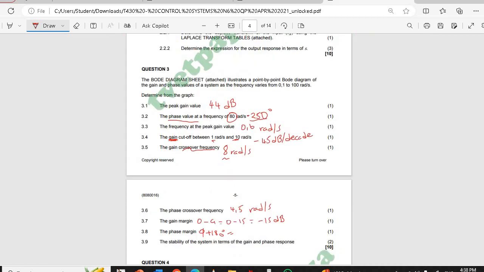So I will have negative 230 plus 180. That looks like the difference will be minus 50. I believe so. Now the stability will say unstable because both phase margin and gain margin are negative. That's your answer, just like that, guys. Okay, I hope that's clear.